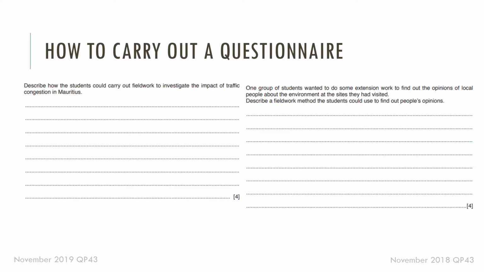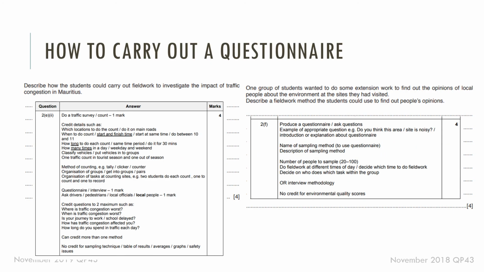Right, so how do we go about carrying out a questionnaire? I've given you 2 questions from 2 different years, with similar points for you to work out. I've put the mark schemes here for you to have a little read. So drawing on that, we're going to have a look. I do think you need to include sampling. I think that's a really important point.